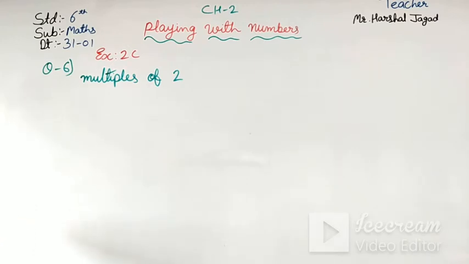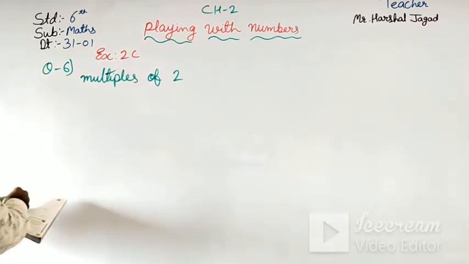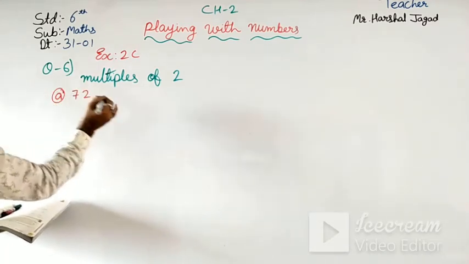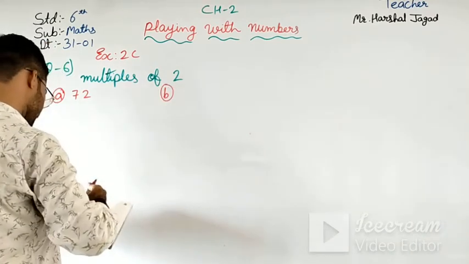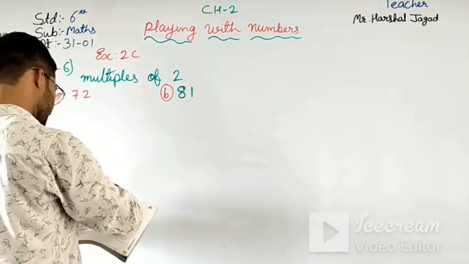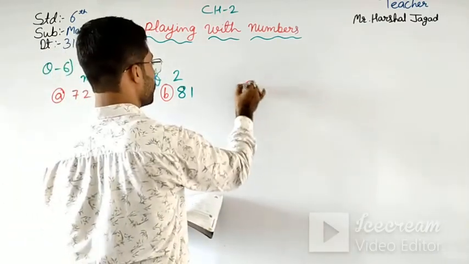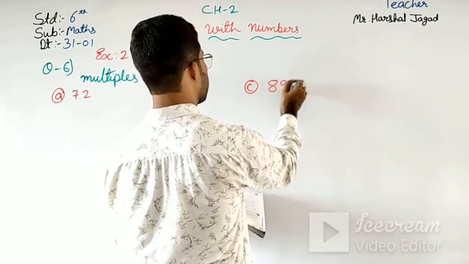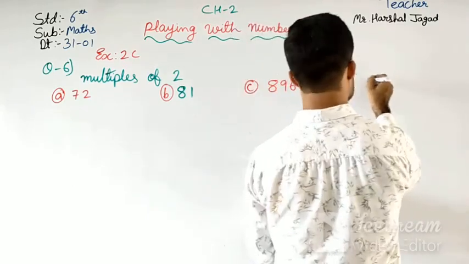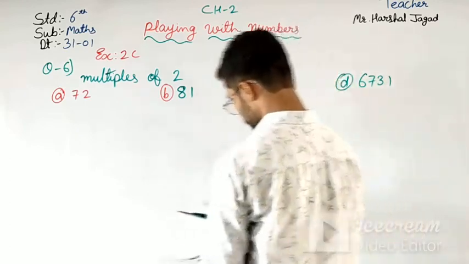So here they have given 72. B, that is 81. C, that is 896. D, that is 6731.